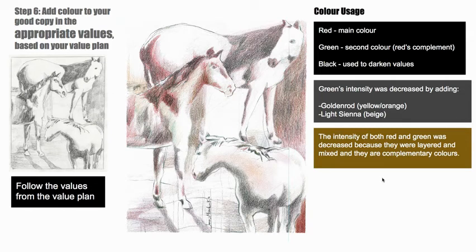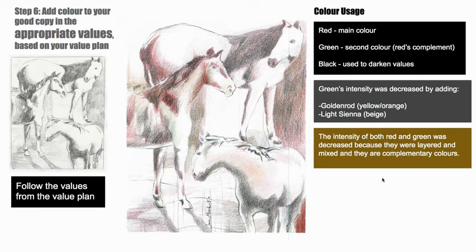So like red and green were my main colors. And I also used black to darken the main colors. As you know, with colored pencil, we don't use white. We use the white of the paper. So it's all about density. So wherever I wanted lighter values, I just didn't put as much color down on the paper.